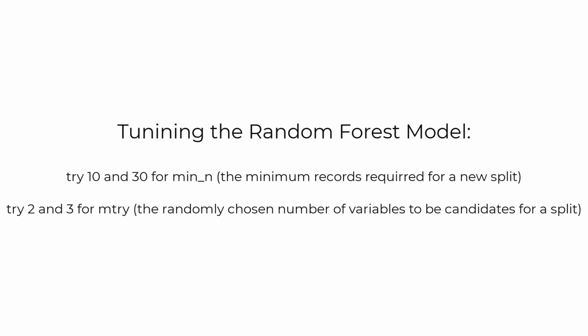In the following demo, we want to tune 2 parameters. The parameters are the minimum number of records required to do a new split. We will try 10 and 30. And the number of variables that are considered randomly at each split. And we will try 2 and 3.